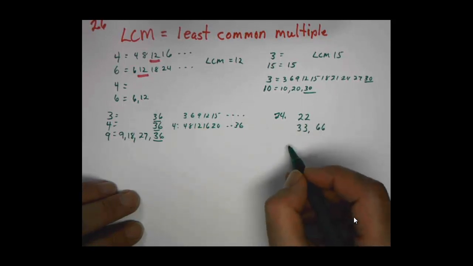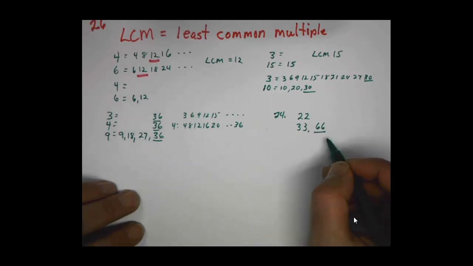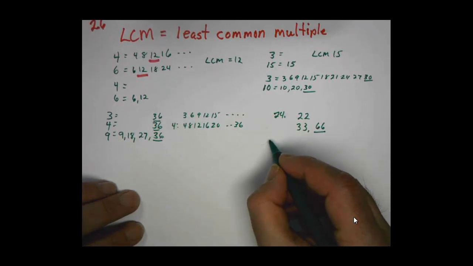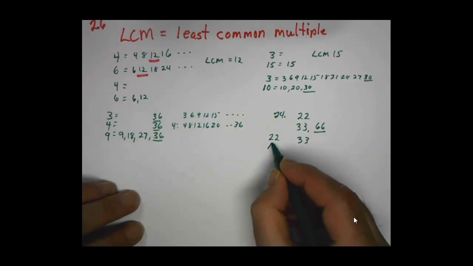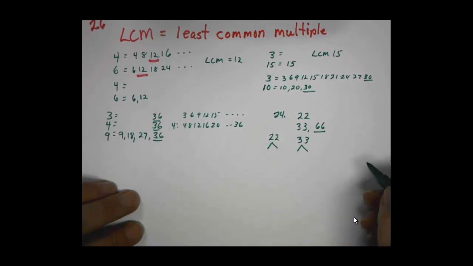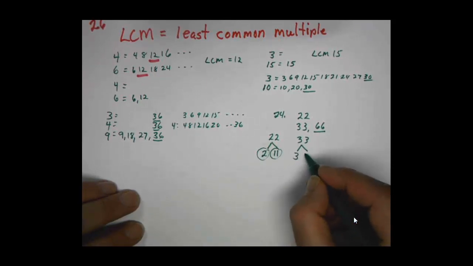So I'm going to introduce my third method we talked about. So we know what the answer is. We know it's 66. But let's do this by prime factor method. So we're going to prime factor both of these numbers into prime factors. So 22 is going to be 2 times 11, and this is going to be 3 times 11.